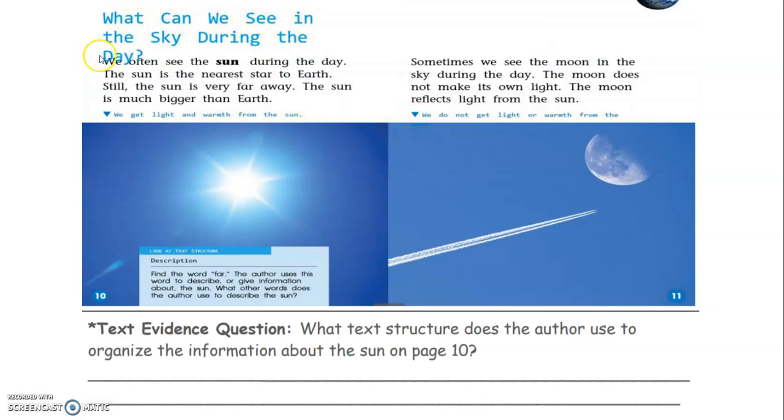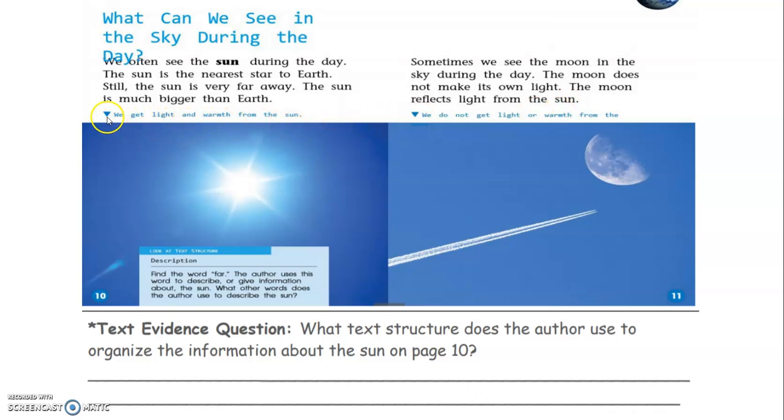What can we see in the sky during the day? We often see the sun during the day. The sun is the nearest star to the Earth. Still, the sun is very far away. The sun is much bigger than Earth. Sometimes we see the moon in the sky during the day. The moon does not make its own light. The moon reflects light from the sun.